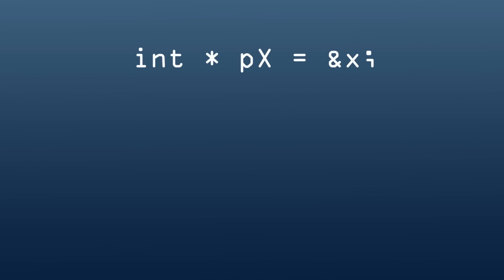To make a pointer to x like we did in our example, I would say the following line of C. Int star px is equal to ampersand x. Now, I know that sounds pretty crazy, a little scary. Let's break it down piece by piece.